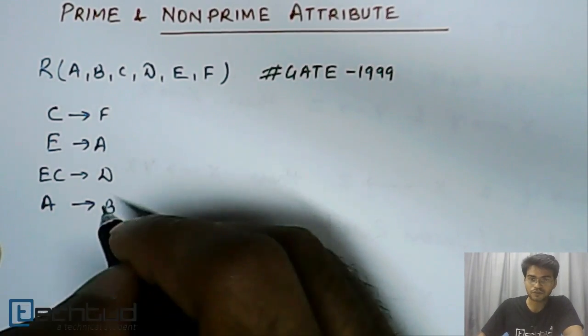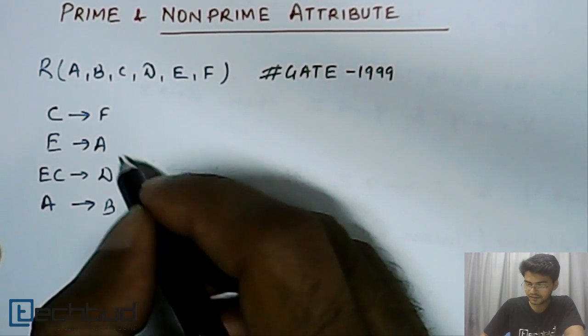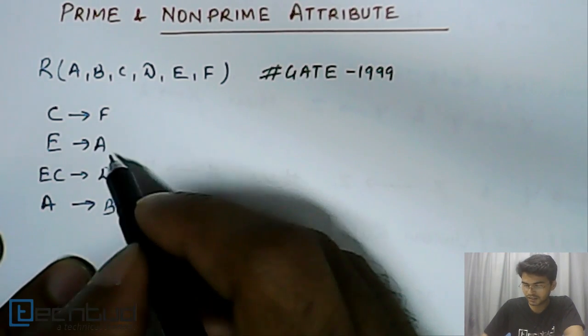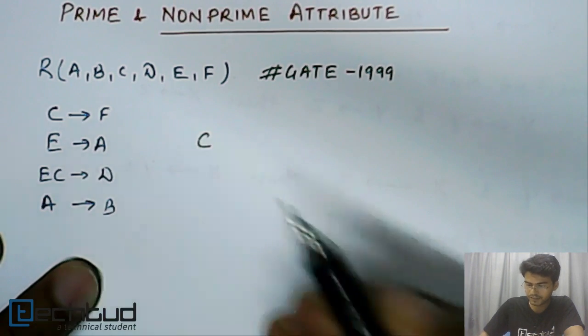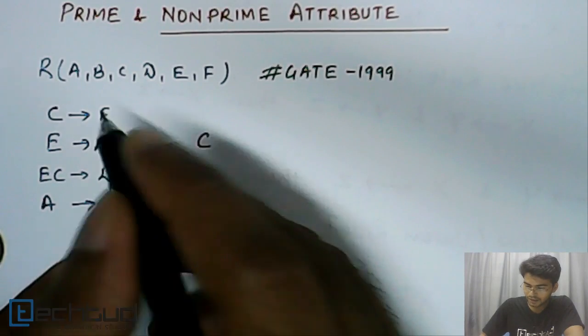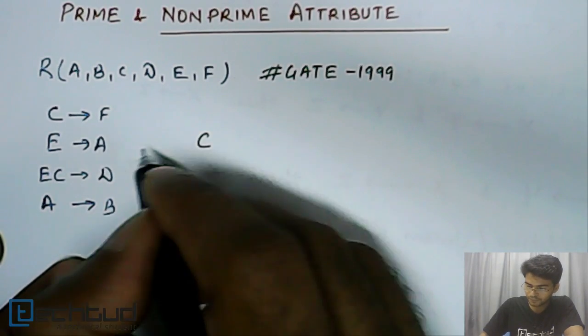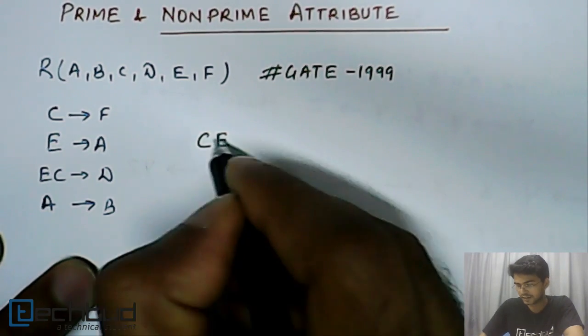As we know how to find the candidate key, we start with attributes which are not present on the right hand side. If we see here, A is there, B is there, C is not there, so C will always be there in the candidate key. Then D, E, F: E is absent on the right hand side, so E will also always be there in the candidate key.